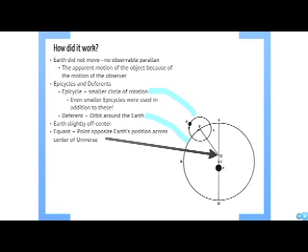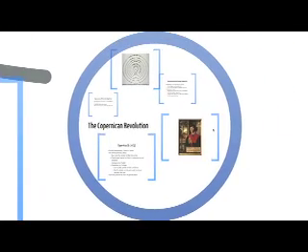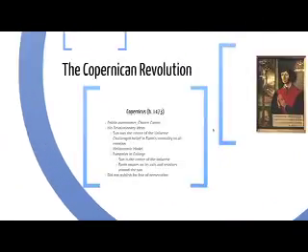But that was their understanding of it, based on just what they were looking at without telescopes, space probes, and so on and so forth. So the Earth didn't move. Everything else moved, including the sun. What a mess. So it wasn't until the Copernican revolution that things really got much better.